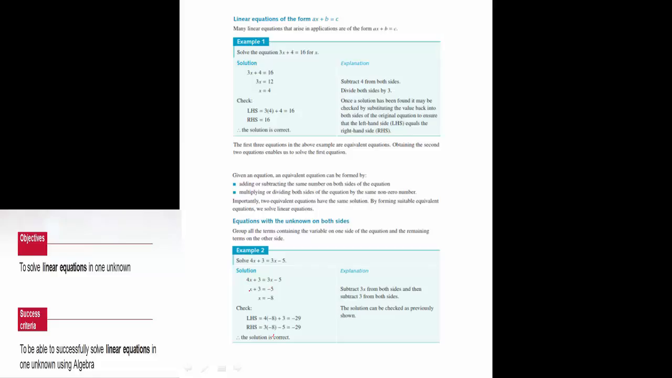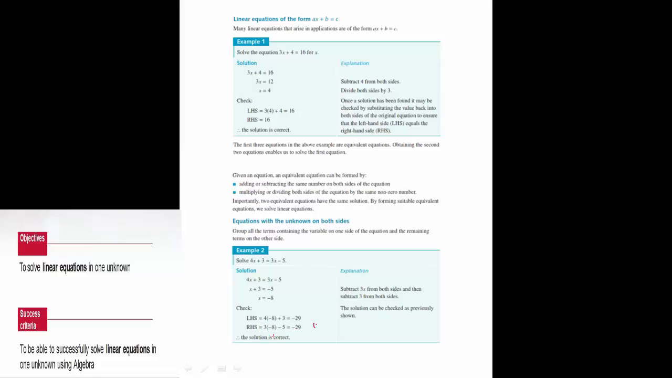4x minus 3x, you get the x. So x plus 3 equals negative 5. We want to get rid of the plus 3. We subtract 3 from both sides. So here, the 3 minus 3 are gone. Minus 5 minus 3 is minus 8. So you end up with x equals minus 8. You substitute in the left-hand side. Here we've got x on both sides in the original. So you substitute x in the left-hand side and right-hand side. You substitute in the left-hand side, you get minus 29. Right-hand side, you also get minus 29.